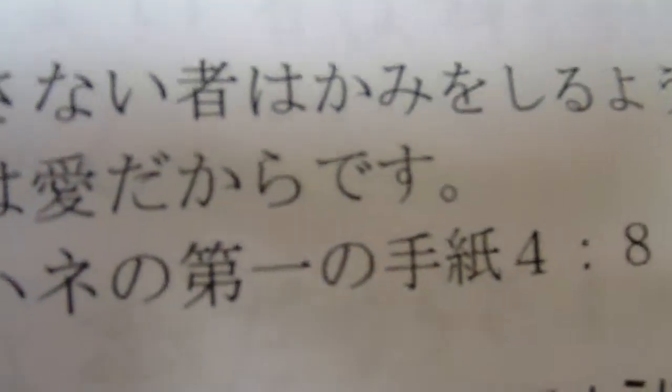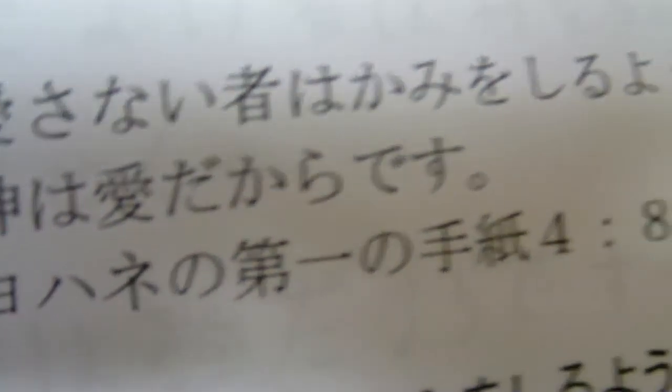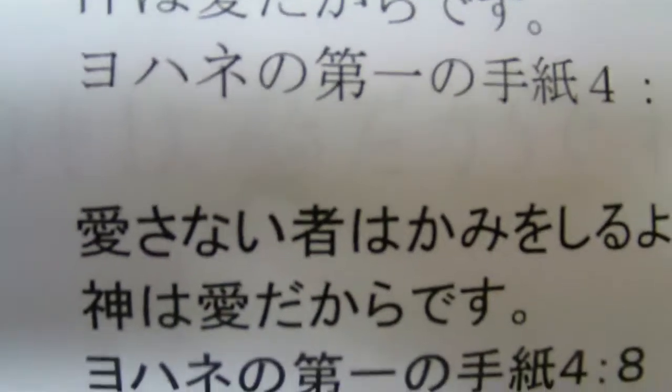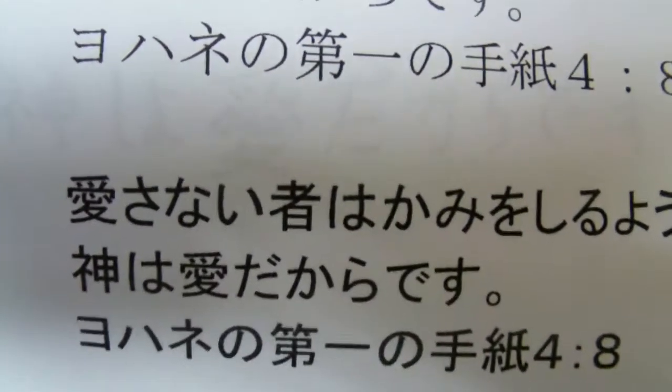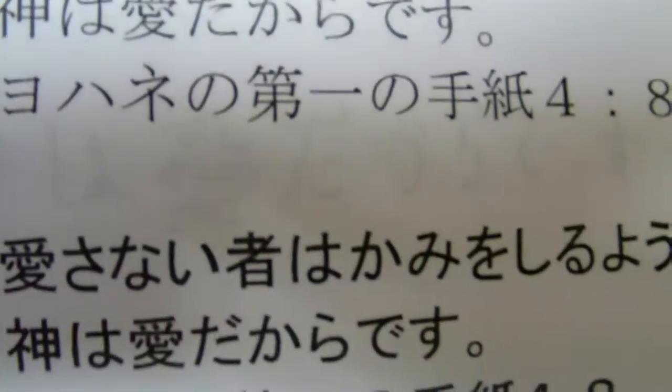One example. This is 1 John 4:8. Ai sanai mono wa kami o shiru you ni natte imasen. Kami wa ai dakara desu. That's from, as I said, 1 John 4:8. He that does not love has not come to know God, because God is love.